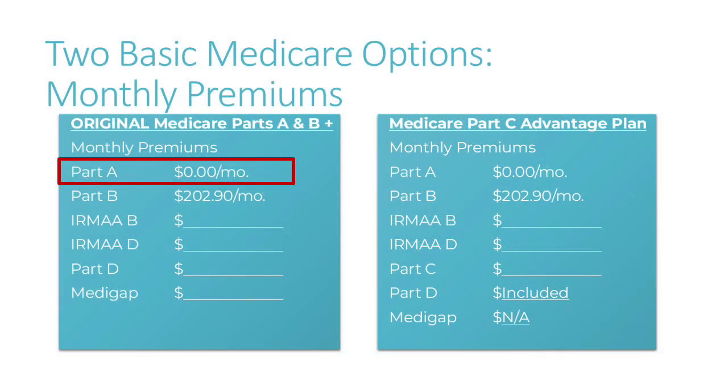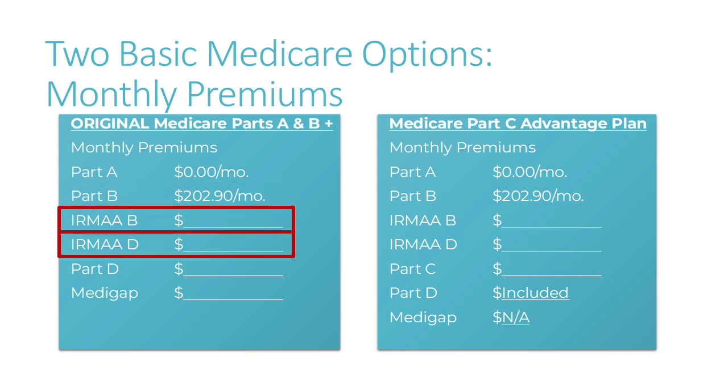Under Option 1, Original Medicare A and B+. Part A, hospital insurance. It's typically at no cost for most beneficiaries if you paid FICA payroll taxes for at least 10 years or 40 quarters. Next, Part B, medical insurance. Monthly premiums in 2026 are $202.90 per month.